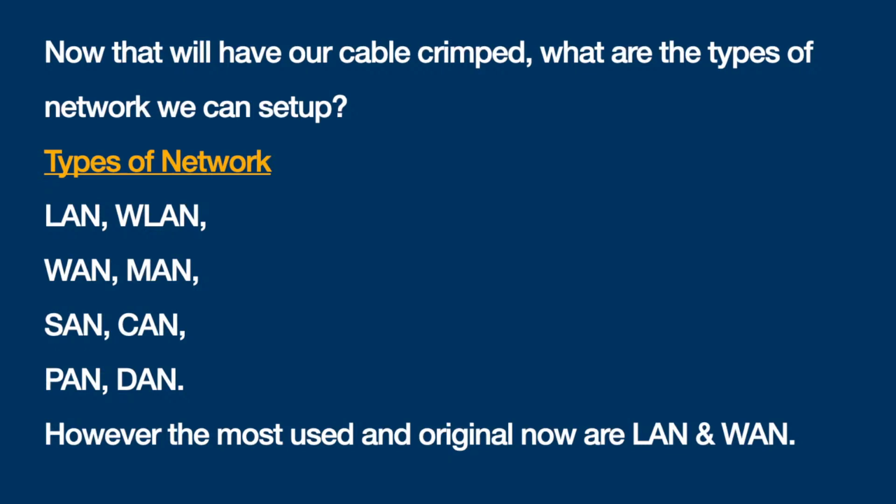So the types of network we have: the LAN. We've heard of the types of network before. We have WAN, we have MAN, we have CAN, we have SAN, we have PAN, we have DAN. So those are most of them together.